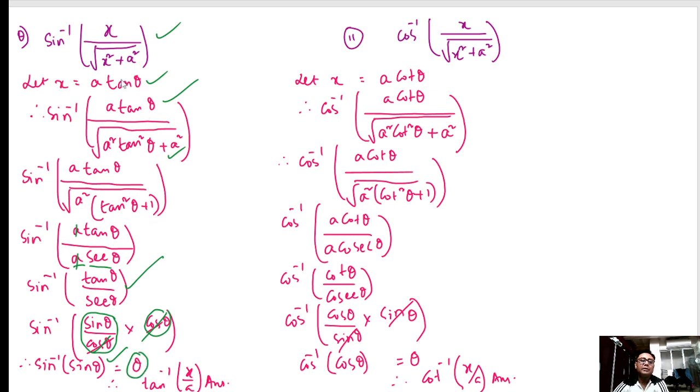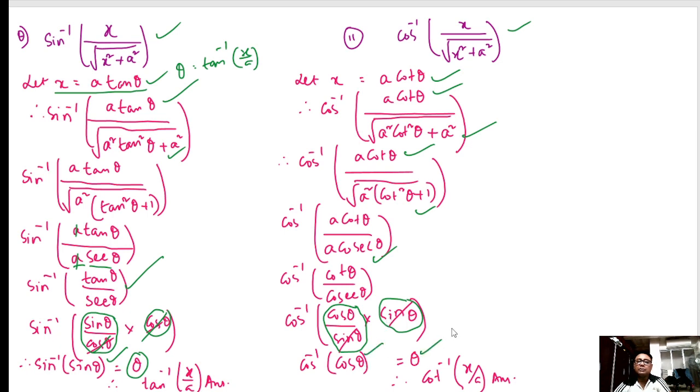So theta is tan inverse of x by a. Similarly, if the sum is cos inverse of x by this, let x equal to a cot theta. So putting these values, 1 plus cot square theta is cosec square theta, which will come out of the root. Cot theta is cos theta by sin theta, and cosec theta is 1 by sin theta, so sin theta cuts. And so theta will be cot inverse x by a.